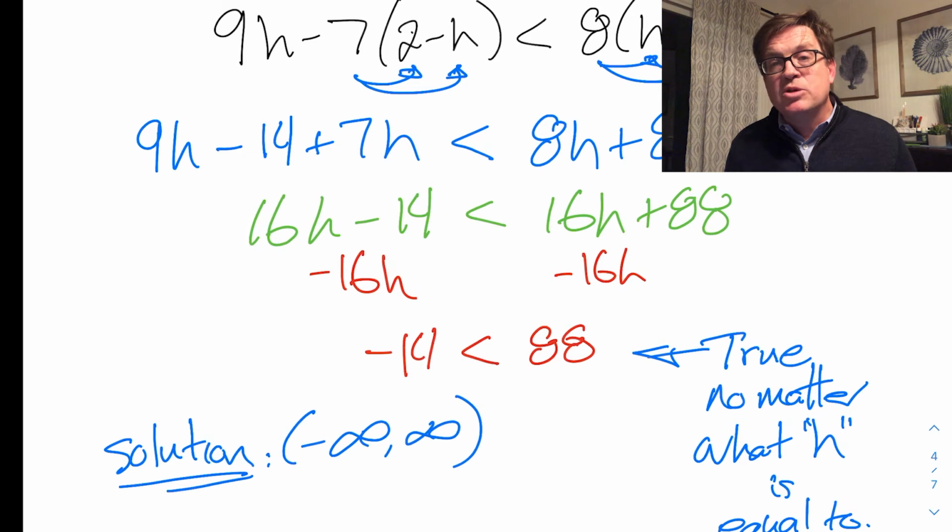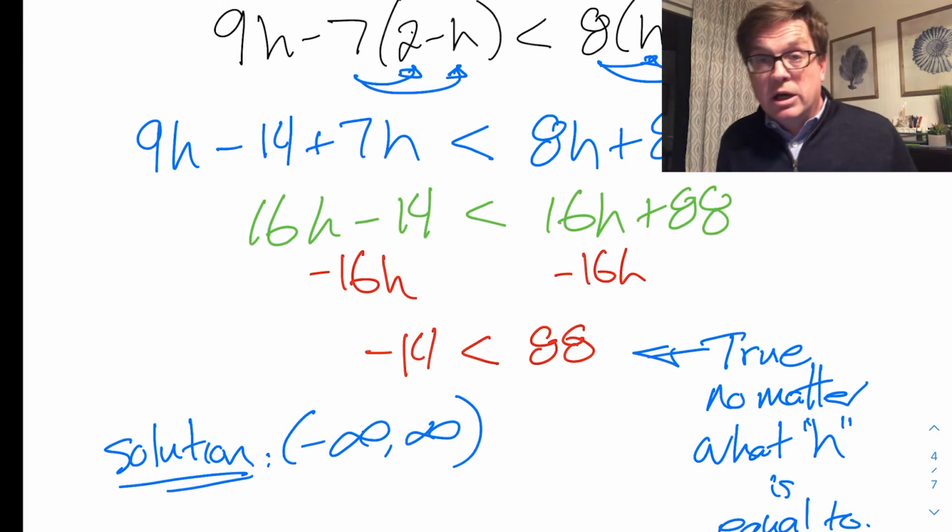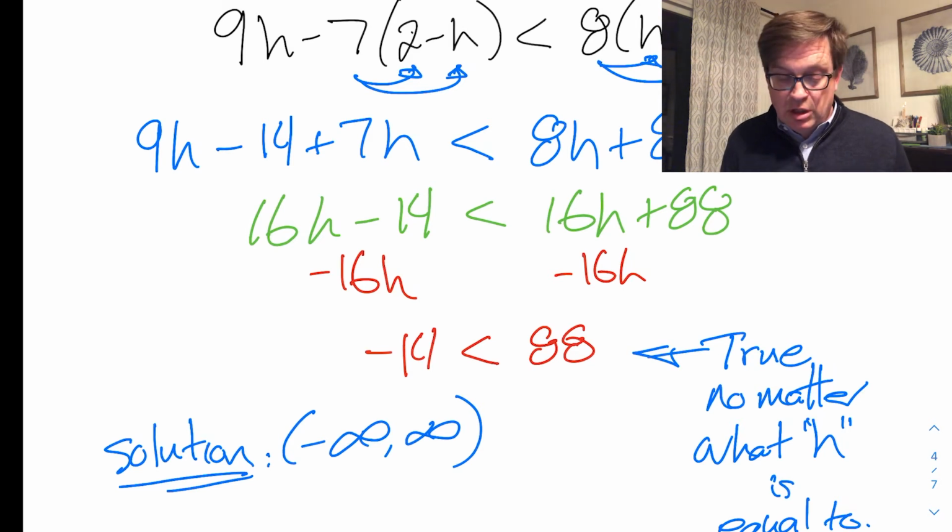If in some of these problems you work through you had ended up with negative 14 is greater than 88, which is not true, then the solution would be no solutions, right? There would be no value of h that would make that true because, again, the h's all cancel out and you're just left with this fact about numbers. In this case, we're left with a fact that's true. Sometimes you'll be left with a fact that's false, and so that would have no solutions.